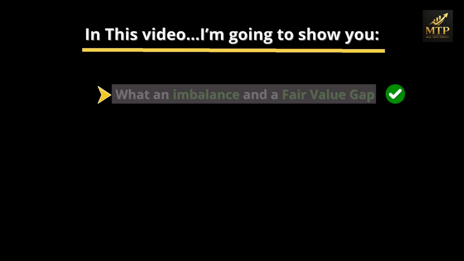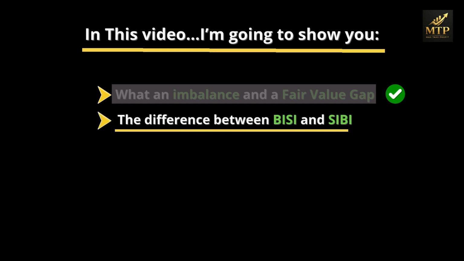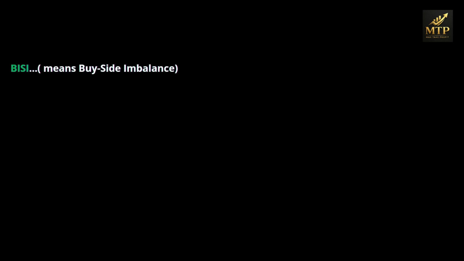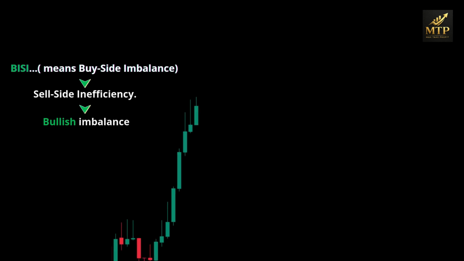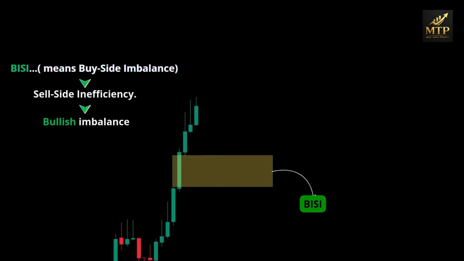Now that we understand imbalances and fair value gaps, let's talk about BISI and SIBI. These terms come from ICT trading, and they simply describe the direction of the imbalance. BISI means buy-side imbalance, sell-side inefficiency. It's a bullish imbalance. Buyers dominate, price moves up fast, and leaves a fair value gap below. Smart money traders look for buys when price returns to that zone.